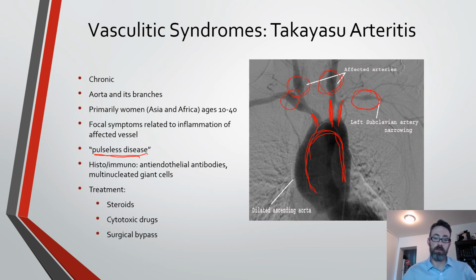On histology and immunology for this, you'd find anti-endothelial antibodies as well as multinucleated giant cells. In terms of the treatment for this, steroids to reduce the immune response, cytotoxic drugs, and surgical bypass in certain cases.